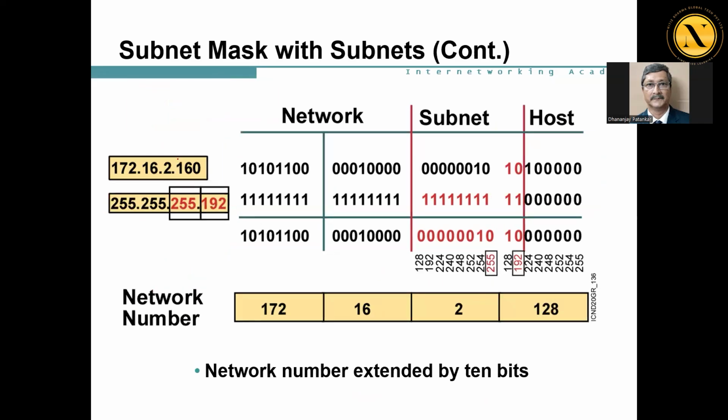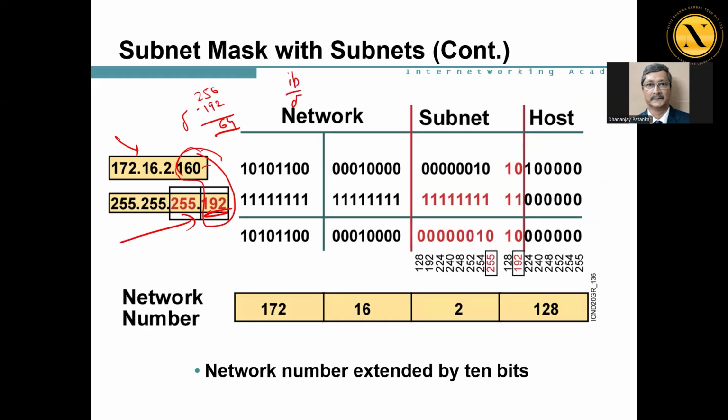You can do it with the delta method or Boolean ANDing, whichever. Again, some IP address, but a different example subnet mask. So again, you can do Boolean ANDing or find the interesting octet, this one. What's the value of delta? 256 minus this 192 is how much? 64.